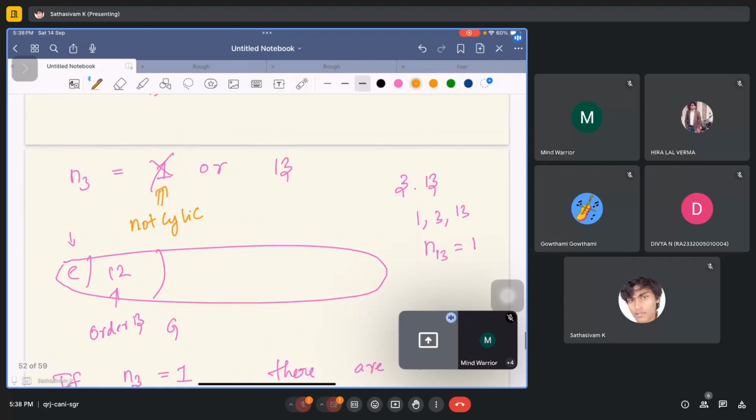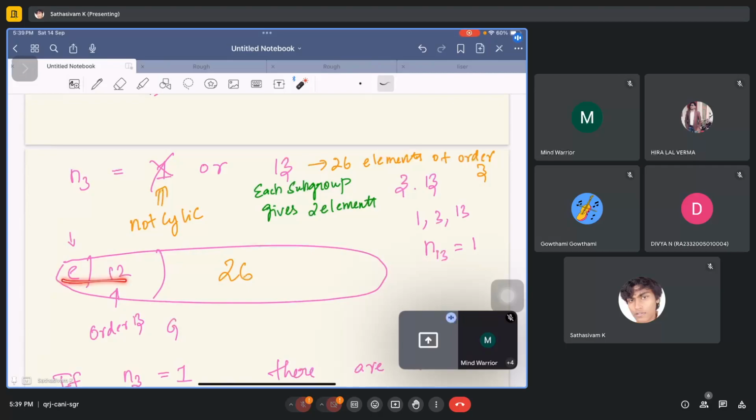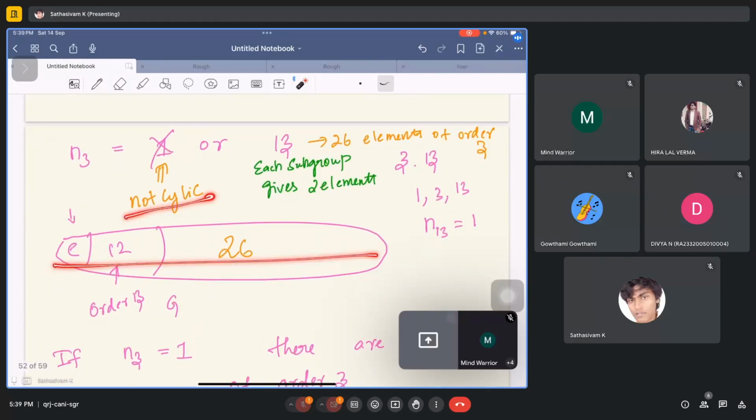So if N3 is 13, that means there are 13 subgroups of order 3, right? So how many elements of order 3 will be there? Each subgroup gives you 2 elements, right? So totally you will have 26 elements of order 3. Let's see how many we get here. We have a 13 here and there's a 26 here. So in total we get 39 elements. So if you take a non-cyclic group, this is a possibility.